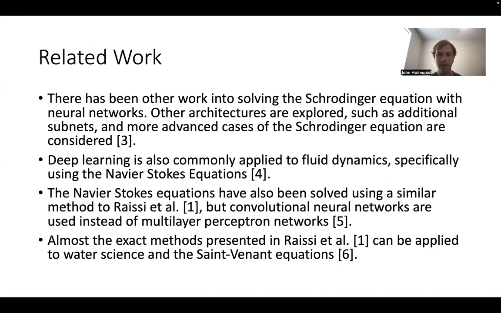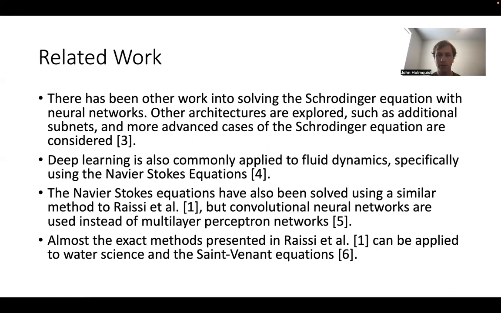There's a lot of related work. There's been other work into solving the Schrodinger equation, where other neural network architectures are explored. One such architecture is using additional subnets. And that paper also considers more advanced cases of the Schrodinger equation than what's covered in the paper I'm replicating by Raissi.